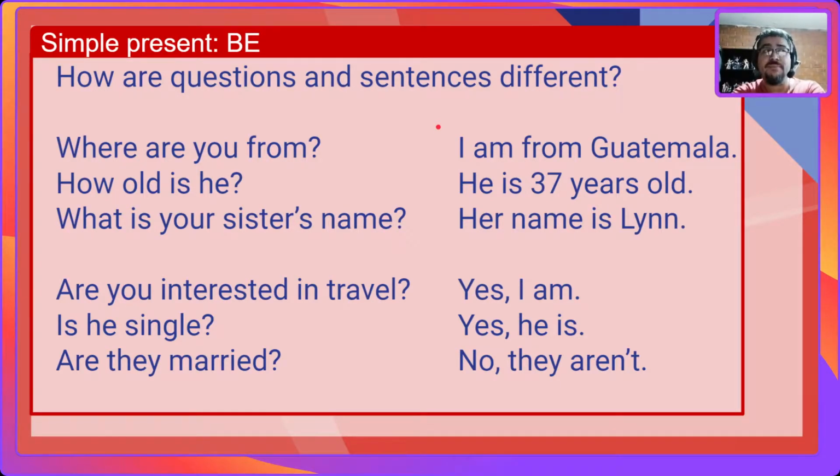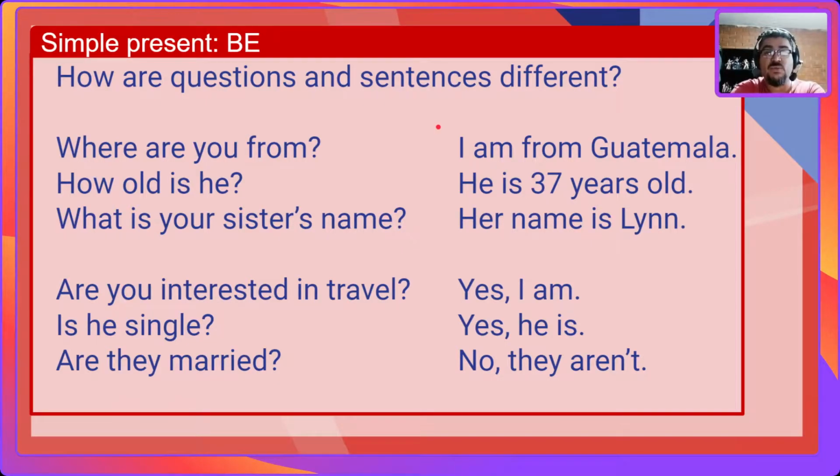Simple present of be. How are the questions and sentences different? Where are you from? Guatemala. How old is he? He is 37 years old. What is your sister's name? Her name is Lynn. Are you interested in travel? Yes, I am. Is he single? Yes, he is. Are they married? No, they're not. So, how are the sentences different?